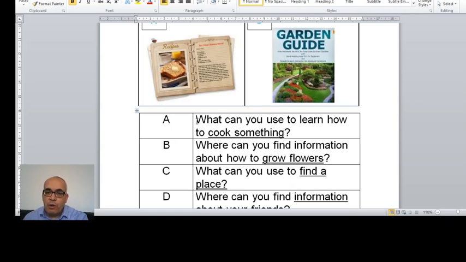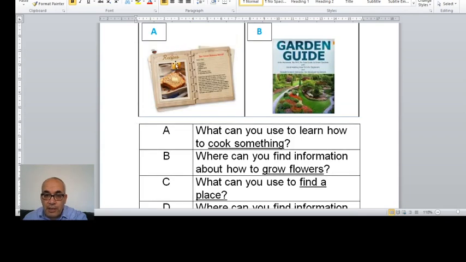The first one, what can you use to learn how to cook something? I underlined these two words to show you: cook something. It means you have to match this with recipes. Can you see recipes? This book is a cookery book and it has got recipes. So if you want to cook something, you read about recipes.